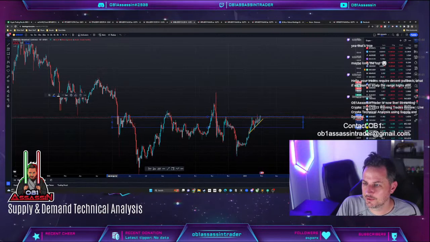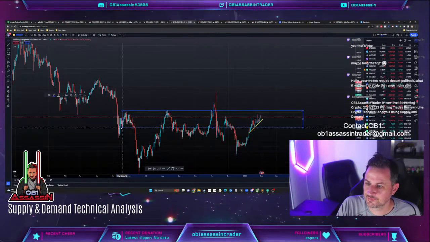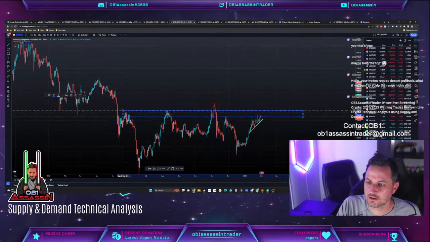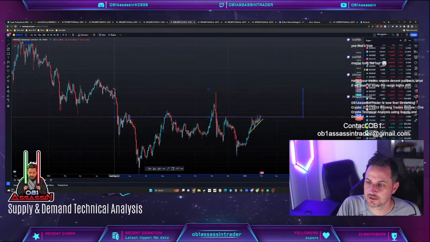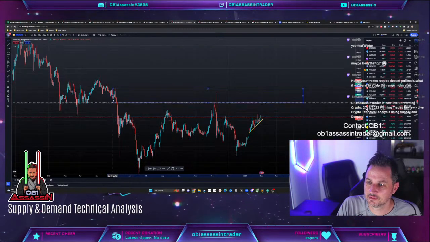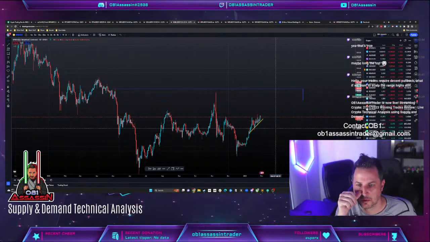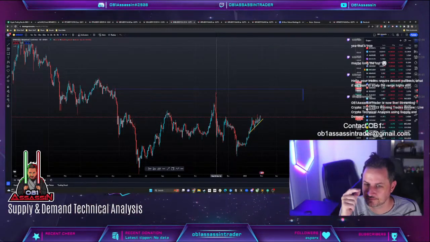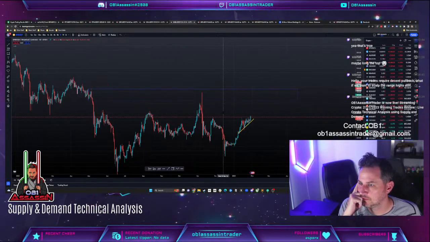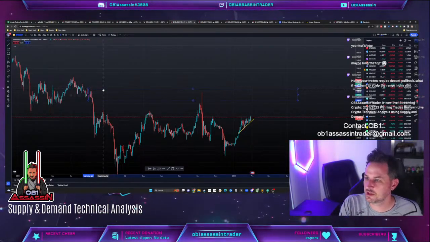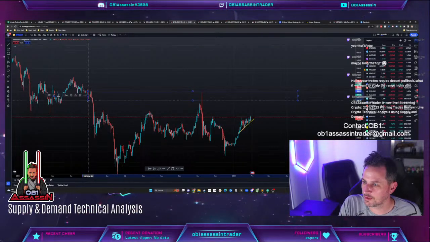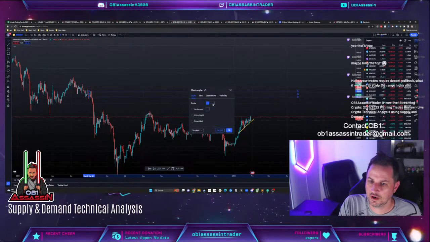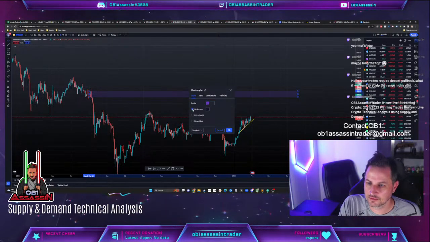Where could we be going? Well, look at these areas up here. I think the only reasonable place to really go is going to be here, which we tested back in November. I think we're going back there. Okay, that is a massive daily order block right there. I like the fact that it's already been hit.